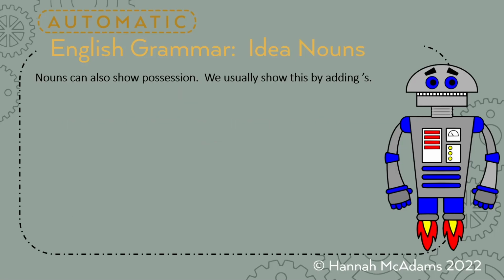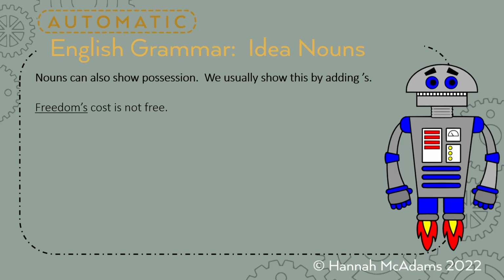All right, nouns can also show possession. We usually show this by adding apostrophe s. So for example, freedom, which remember that is an idea noun, freedom's cost is not free, okay? What that means is that if we want to live in a free country, we need to defend it. Our founding fathers had to fight a war so that we could be free.